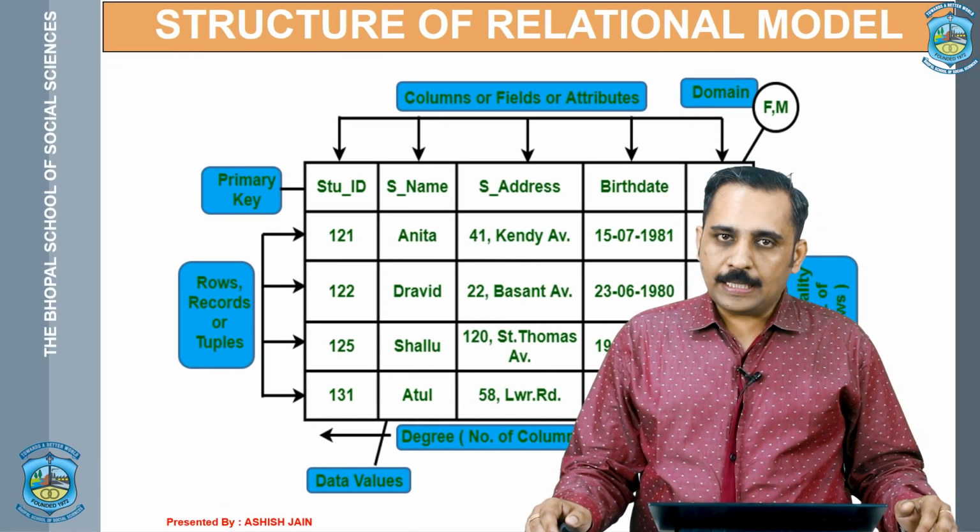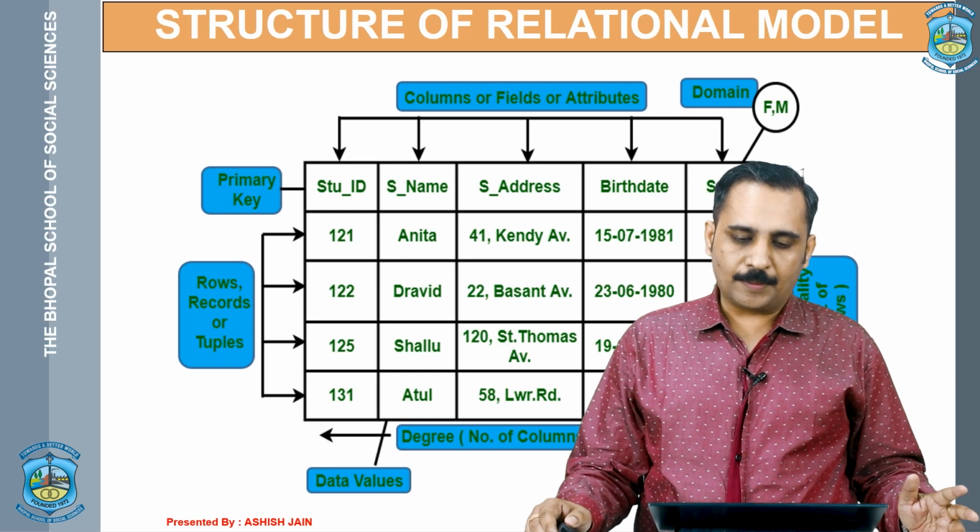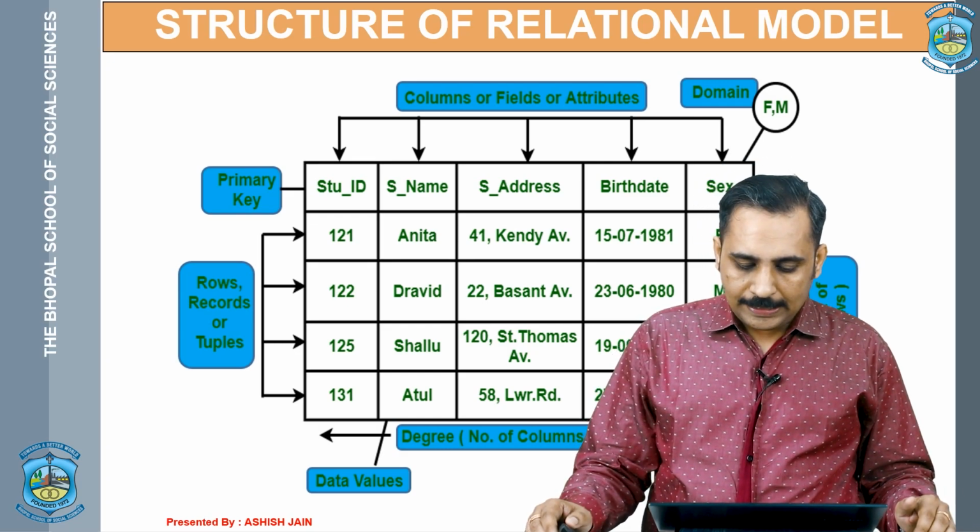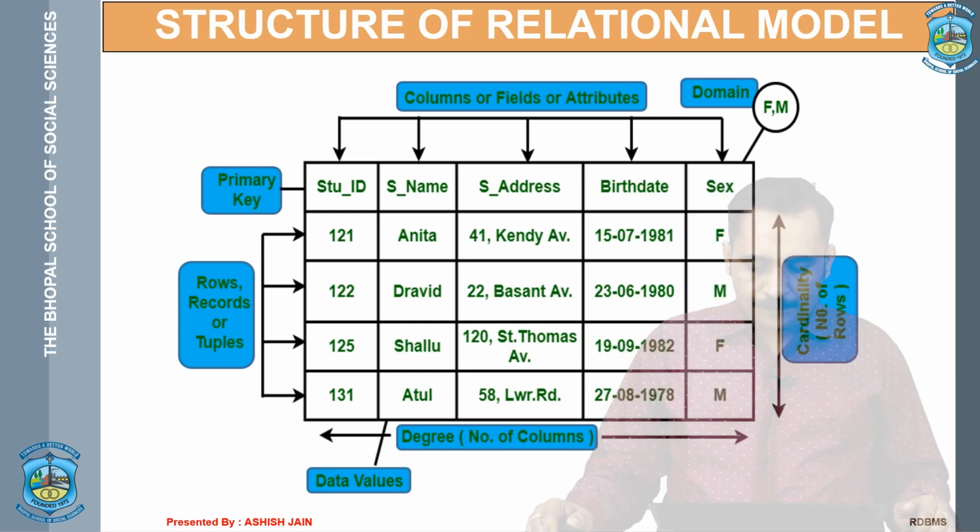Here we have a table, and this table is named as, say, suppose student. So in this student table we have 5 columns: student ID, student name, address, birth date, and the gender. Here we have 5 columns, so we say that the degree of the table is 5. What is degree? Degree of a table is actually the number of columns in that table. So we have 5 columns here, the degree of this table is 5.